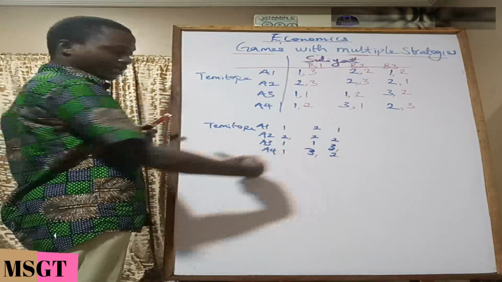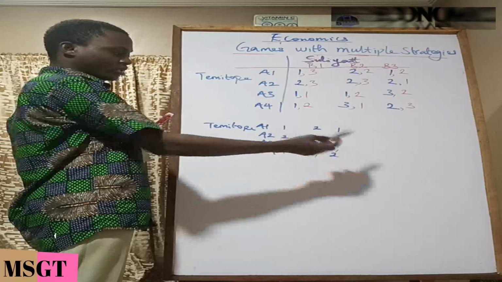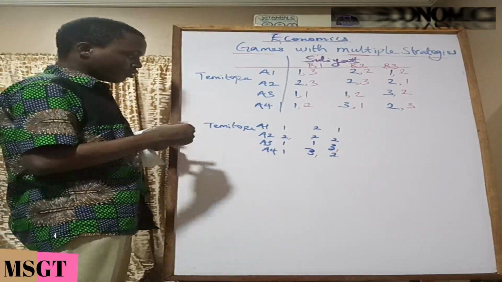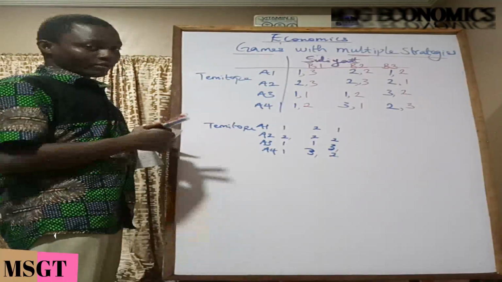So at one point, strategy 4 is better than the rest. At another point, strategy 3 is better. At another point, strategy 2 is better. The one that we are not even picking anything from at all is strategy 1. So now, Temitope does not have a dominant strategy.